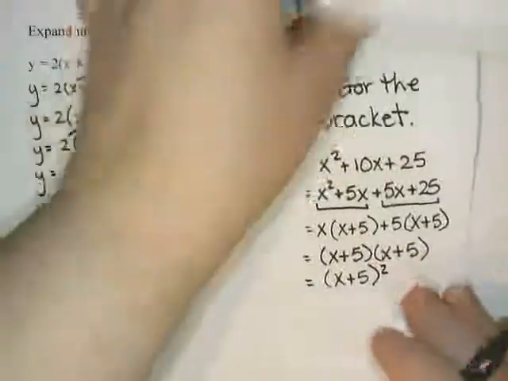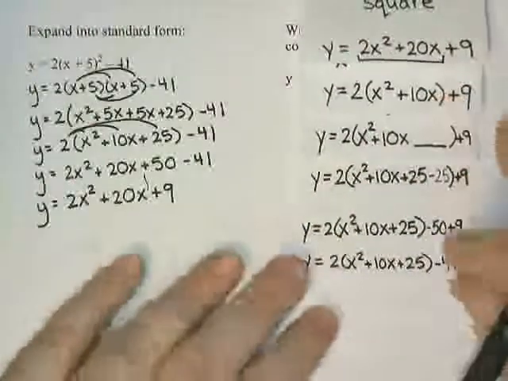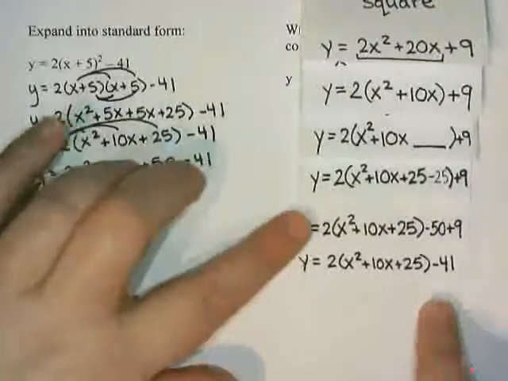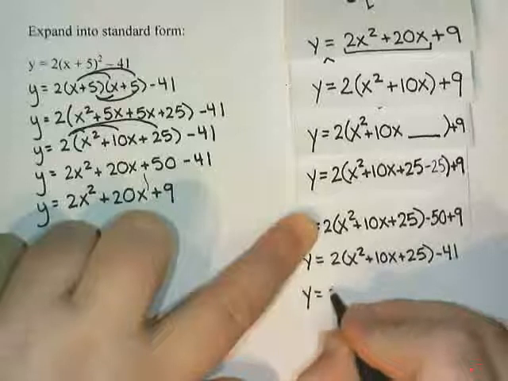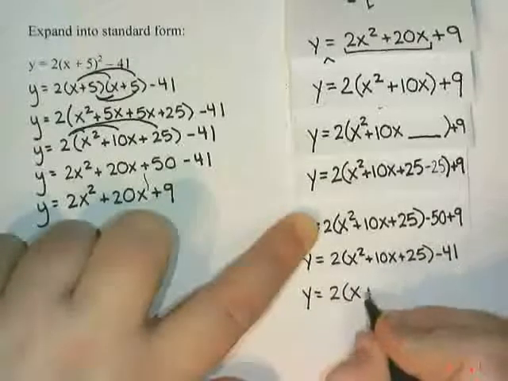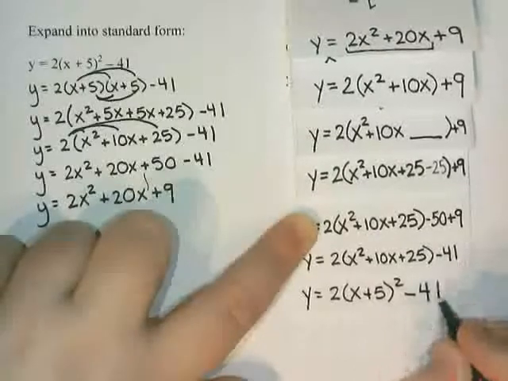So I'm just going to flip this back down so I can see how much space I have to write on. So I've got y equals 2x squared plus 10x plus 25 minus 41, and I now know that that's going to be 2 times x plus 5 squared, I just factored that, minus 41.